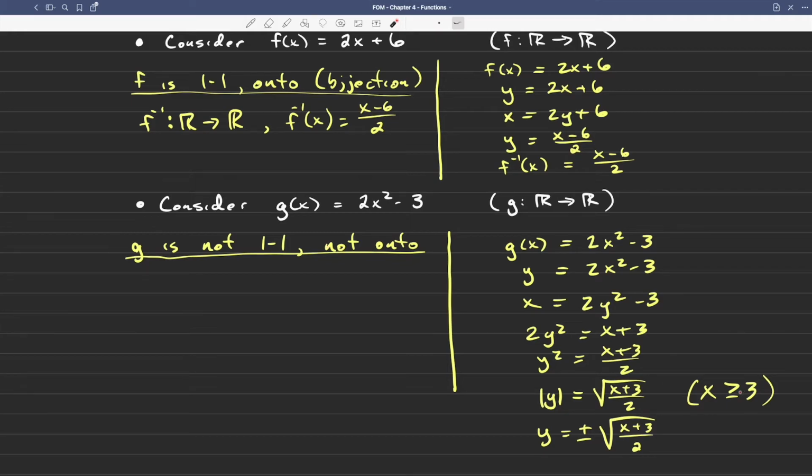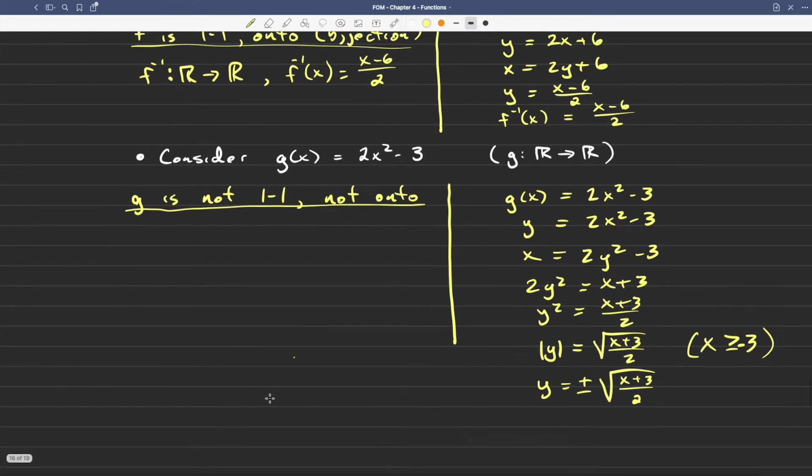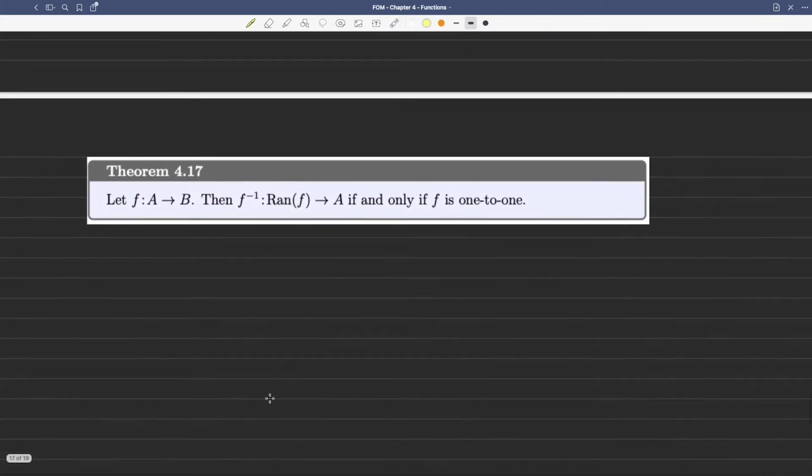I should say x is bigger than or equal to -3 here. So we don't get onto-ness, and it screws things up a little bit too. With those examples in mind, let's take a look at a couple of theorems here.